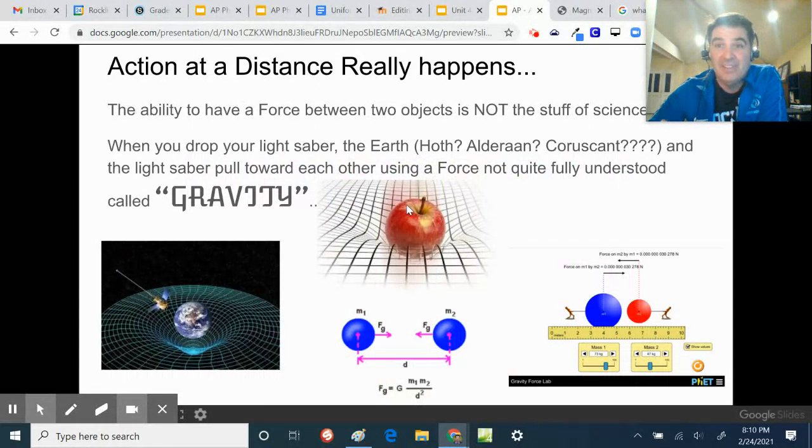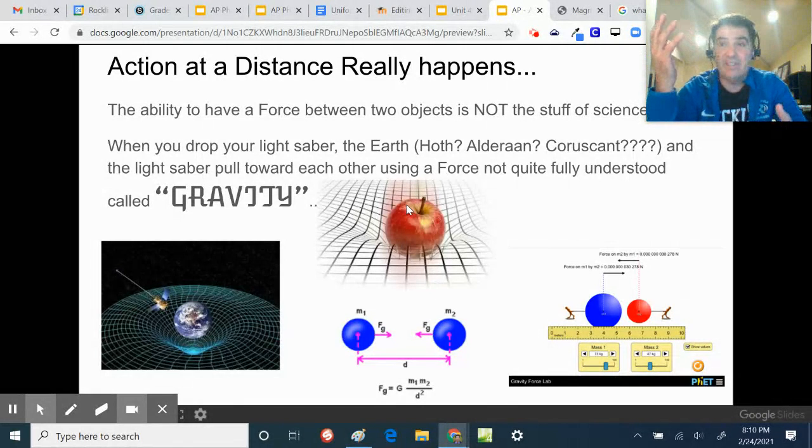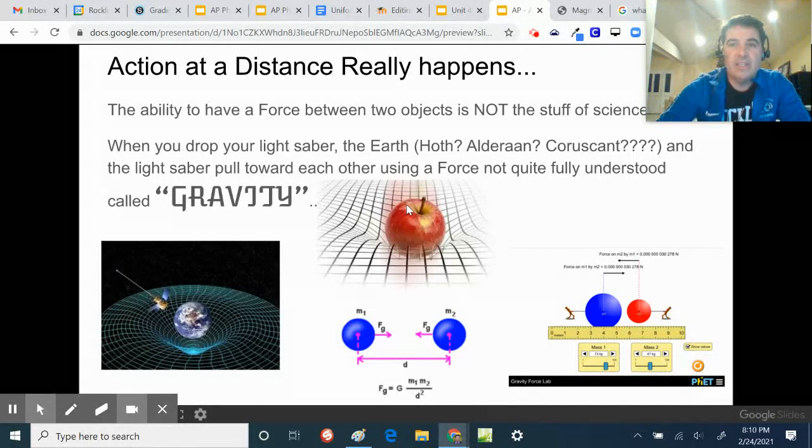So gravity, that's actually a really trippy thought. The moon is being pulled by the Earth. The sun and the Earth are pulling together. The whole solar system, even the Milky Way galaxy, is whirling in this gravitational field that pulls each other without actually touching them. So gravity is just one example, and we'll talk about that in great detail in this unit.